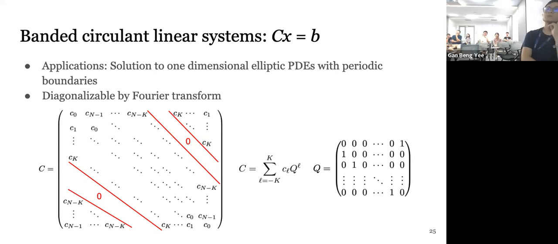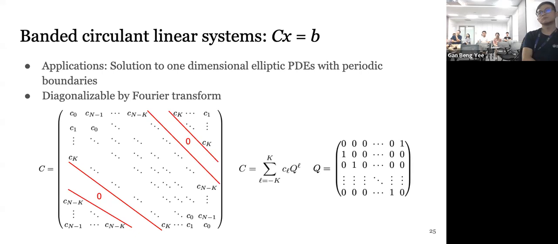Okay, so we emphasize banded here, which means that apart from the diagonals that are within k of the main diagonal, everything else is 0. Okay, so these are a particularly restricted type of linear systems that we want to discuss.